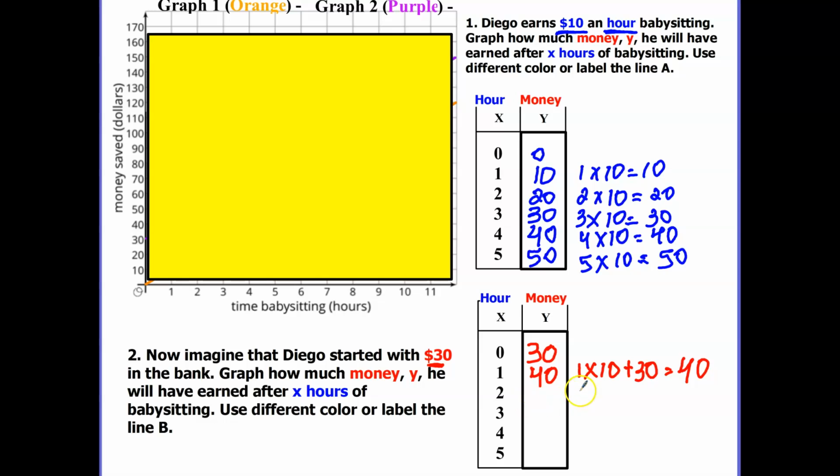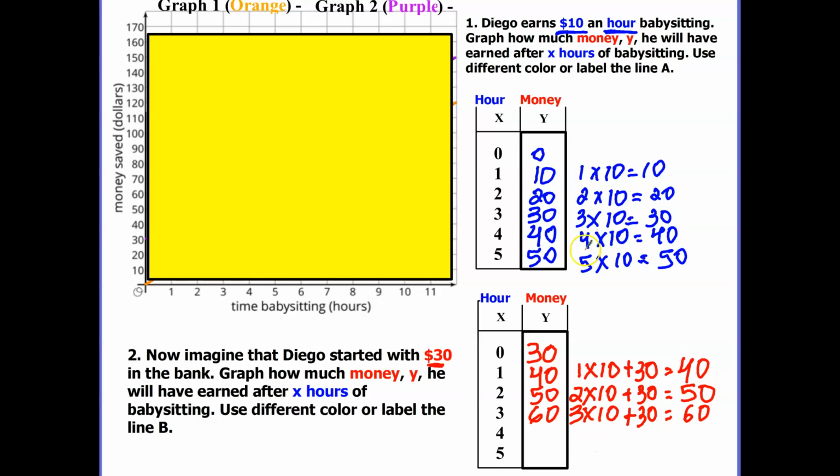When he worked 2 hours, we can say 2 times 10 plus the $30 that he had in the bank. So 2 times 10 is 20 plus 30 is 50. That's how much money he had in the bank. So 3 hours is 3 times 10, which is the same that we did on top, but he already had $30 in the bank, and that makes $60.